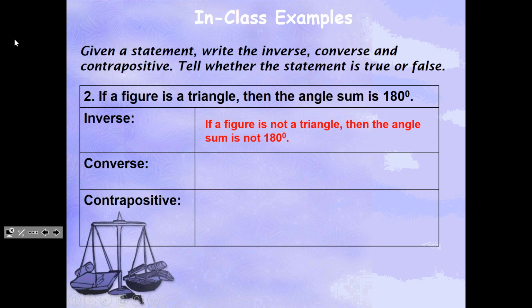Good. If the figure is not a triangle, then the angle sum is not 180 degrees. Good. All right, so inverse meant to add in the nots. What does converse mean?